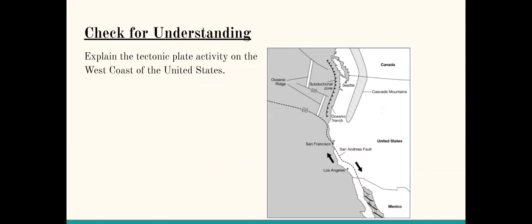And since this is very relevant to us again, explain the tectonic plate activity on the west coast of the United States. So what is happening at the San Andreas Fault? Make sure when you explain that, you mention what type of boundary it is.